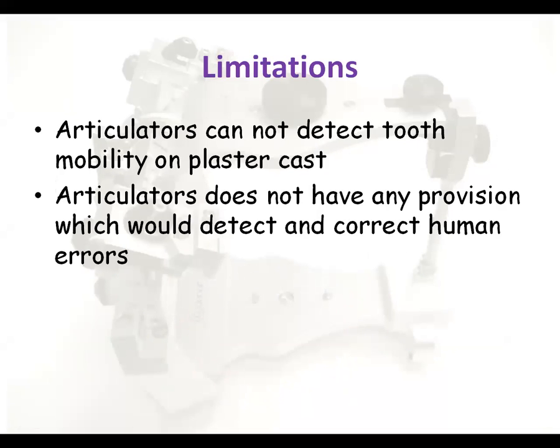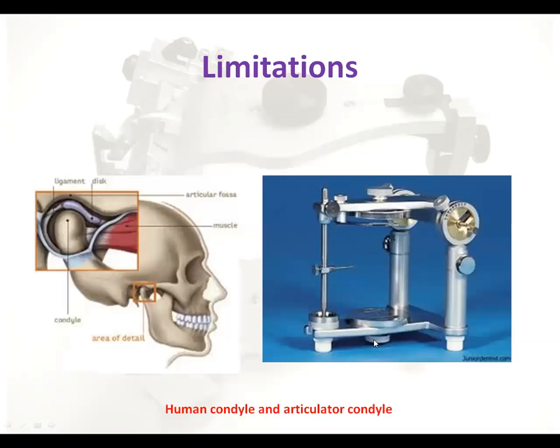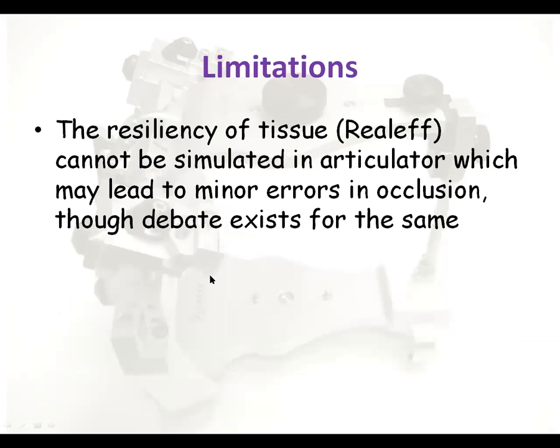The next limitation is that the articulator cannot detect tooth mobility on the plaster cast. Because your articulator is rigid and your plaster cast is rigid, the mobility of the tooth cannot be simulated in the articulators. It is very difficult to simulate the same thing. Articulators do not have any provision for the detection and correction of human errors. Human errors cannot be corrected and detected by the articulator. We still don't have a smart articulator nowadays. So these are the limitations of the articulators.